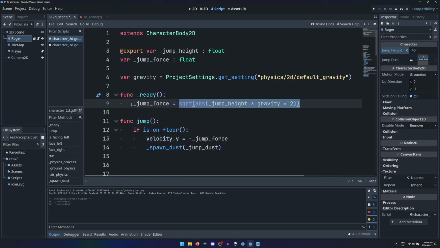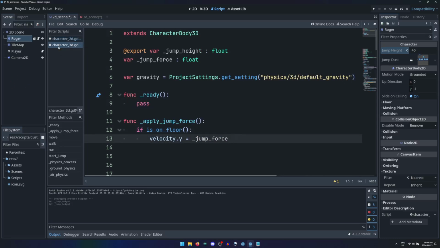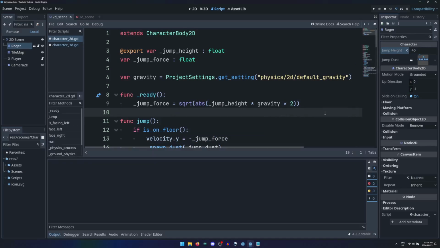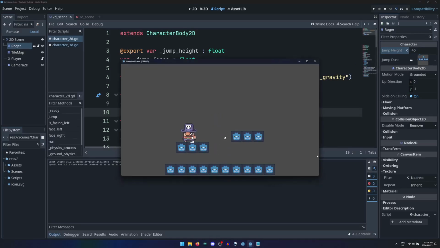The result of the square root will also be a positive number, so you may need to be careful when applying it to the character's Y velocity, depending on which direction is considered up. In 3D, you'll simply be able to set the character's Y velocity to the jump force, since positive is up. In 2D, you'll need to set the character's Y velocity to the negative of the jump force instead, since up is negative. And now you can easily define exactly how high your character can jump.